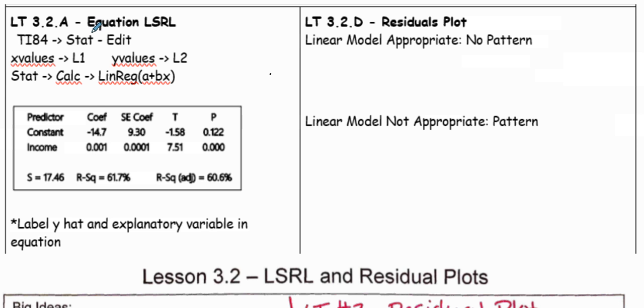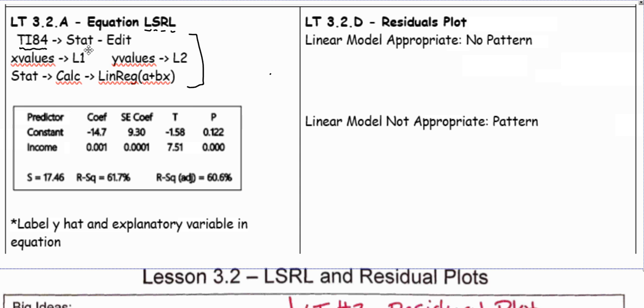So we have in 3.2b linear regression models, and the first thing is the least squares regression line. When you're talking about the least squares regression line, pretty much what you want to know how to do is how to create this on your graphing calculator. Most probably have a TI-84. If you have a Casio, I'm sorry, I have no idea.